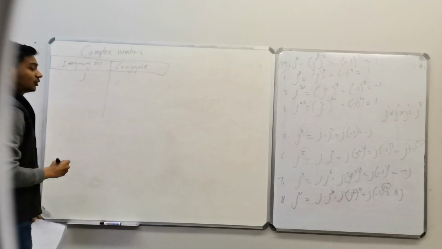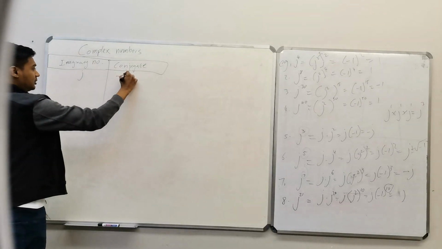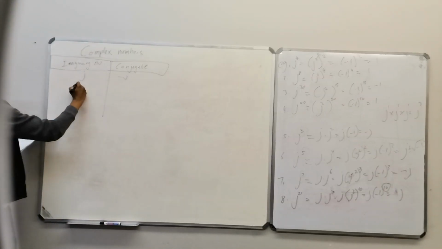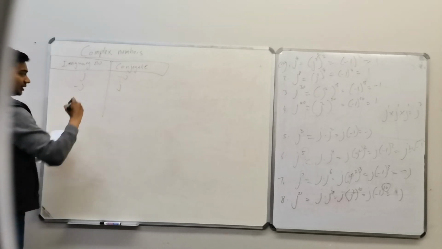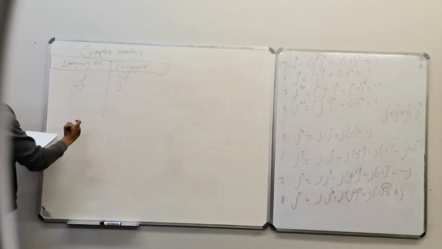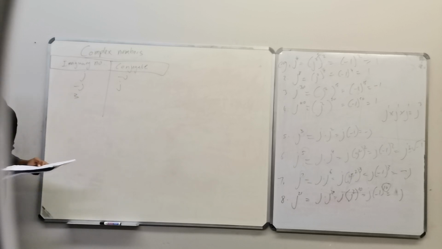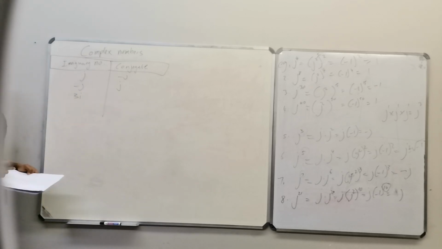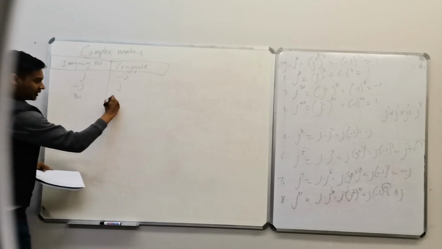So if I have j, the conjugate of j is negative j. If I have a negative j here, the conjugate will be positive j. So your sign just changes. Even if I have a known number in front of it, it just becomes a negative of the known number. That's the conjugate of it.